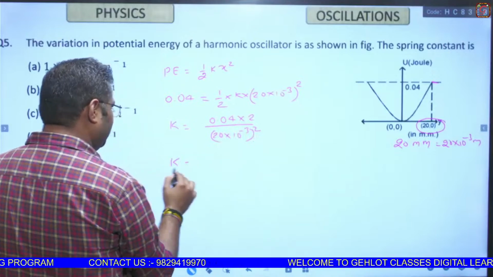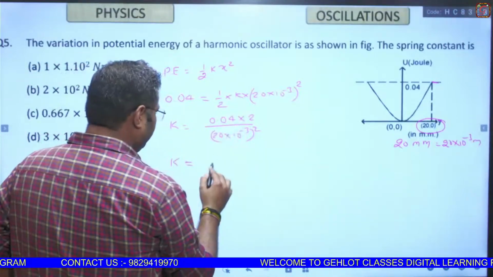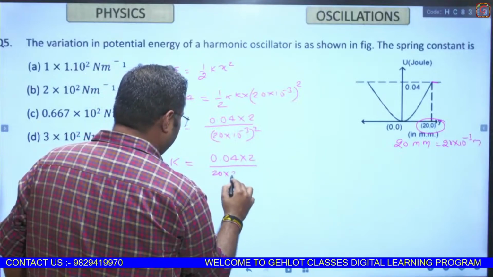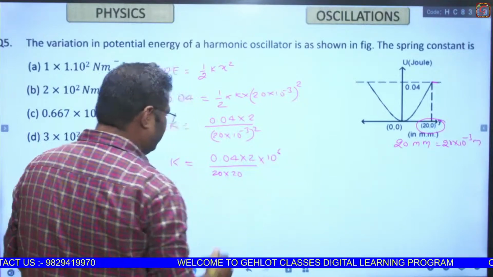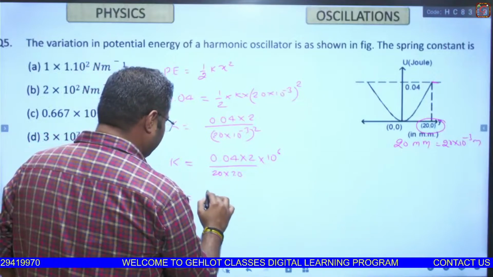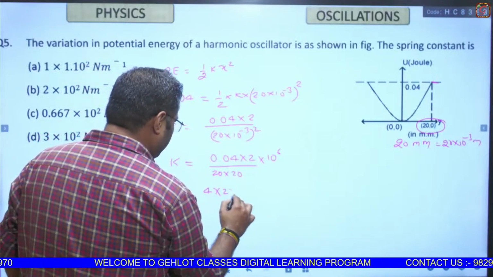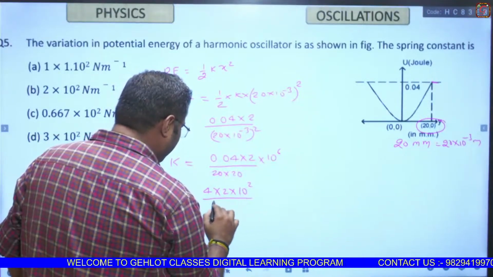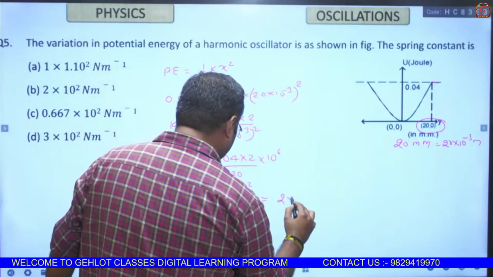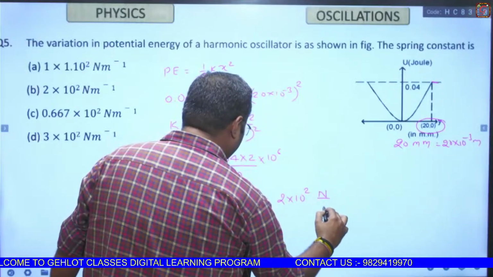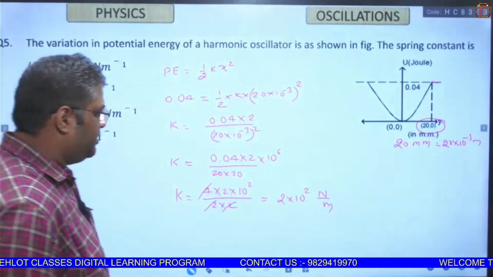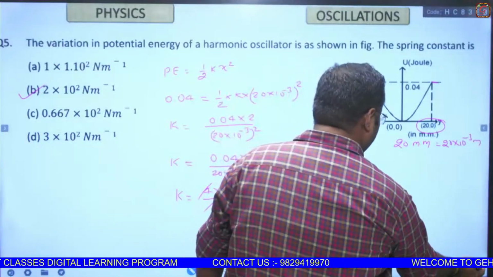So 0.04 into 2 divided by 20 into 20 into 10 to the power minus 6. So the spring constant k is equal to 4 into 2 into 10 to the power 2 divided by 2 into 2, which is 4. So the answer of k will be 2 into 10 to the power 2 Newton per meter. So the answer will be 2 into 10 to the power 2 Newton per meter. Option B will be correct.